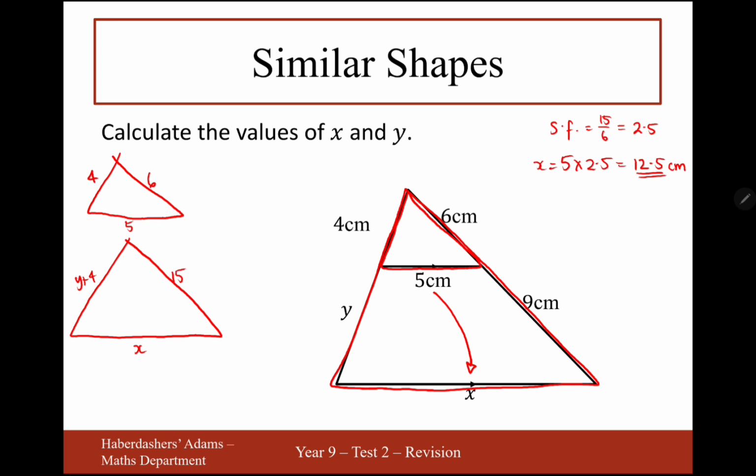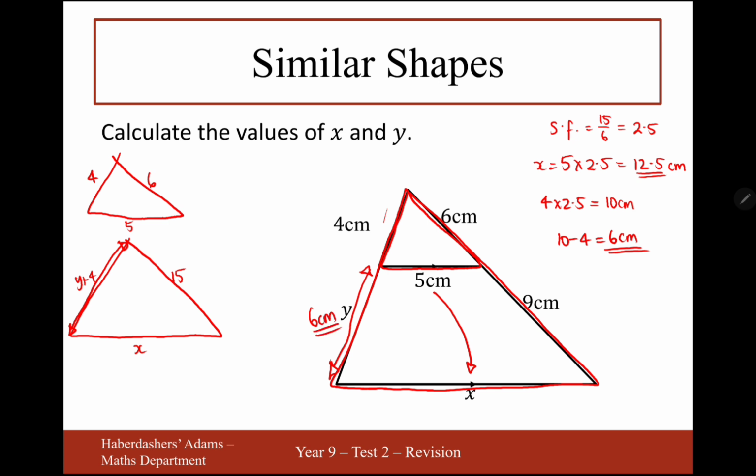And then for y, we're not going to go for y directly, we're going to go for the length of this side here. For the length of that side, it's going to be 4 times 2.5. So 4 times 2.5 is 10. But to work out just this section here, the whole of that side is 10, so we need to take away 4. And we get 6 centimeters. Lovely. So this side here, y is 6 centimeters.